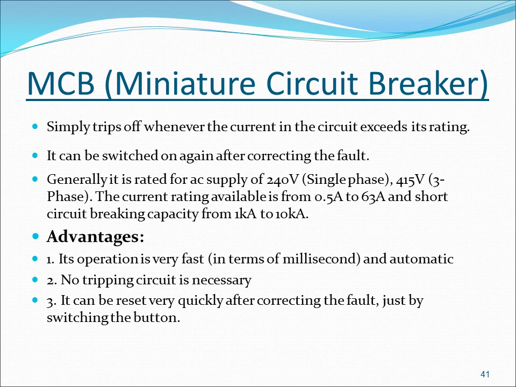It simply trips off whenever the current in the circuit exceeds its rating. It can be switched on again after correcting the fault. Generally it is rated for AC supply of 240 volt to 415 volt. The current rating available is from 0.5 ampere to 63 ampere, with a short circuit breaking capacity from 1 kiloampere to 10 kiloampere. No tripping circuit is necessary. Its operation is very fast, and it can be reset very quickly after correcting the fault just by switching the button.